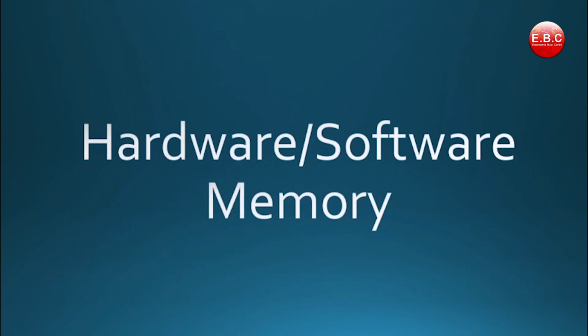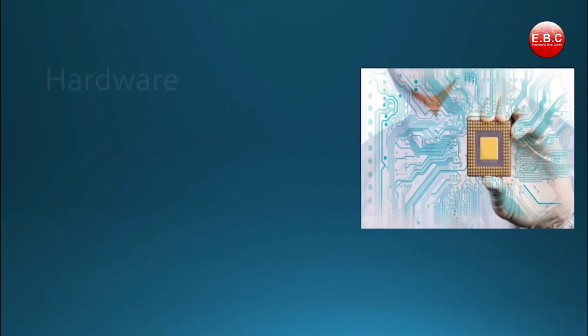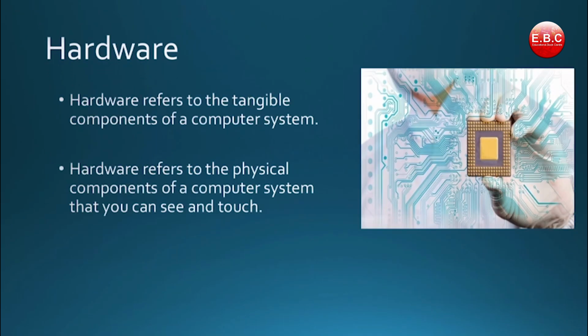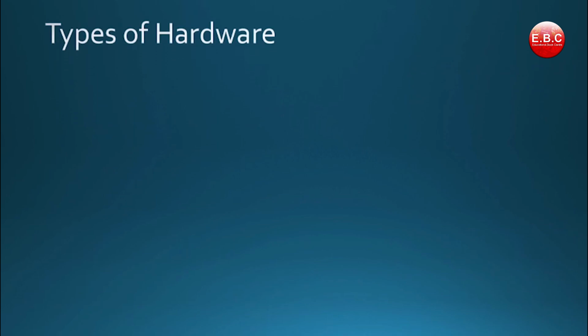The next topic is hardware, software and memory. First one, hardware. Hardware refers to the tangible components of a computer system. It refers to physical components of a system that you can see and touch easily. There are mainly three types of hardware.